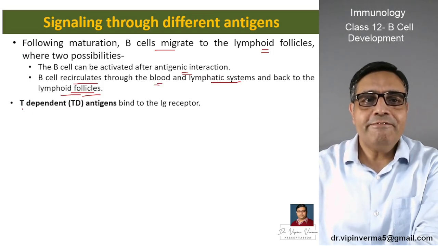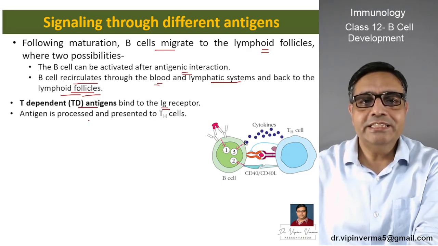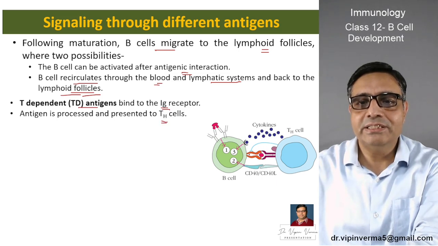Now we have T dependent antigens, which are TD antigens. They bind to the Ig receptor. Okay, so here you can see these are the antigens, they bind to the Ig receptor. Now the antigen is processed and presented to the T helper cell. So here you can see the antigen has come here, the pink antigen, and it is presented to the T helper cell with the help of the MHC molecules.